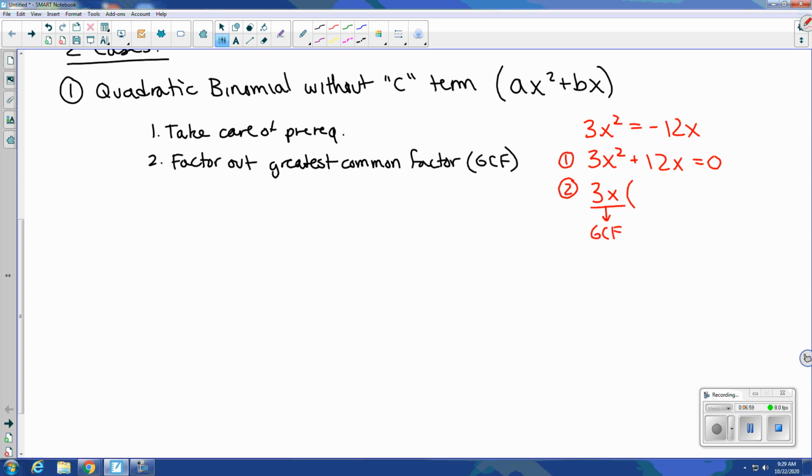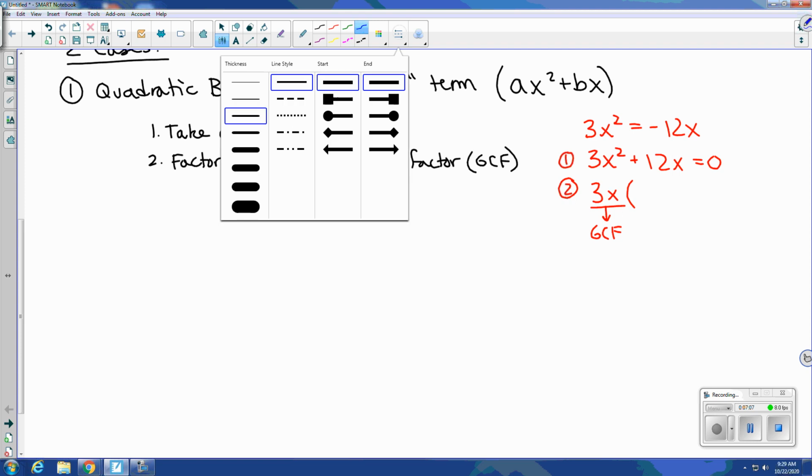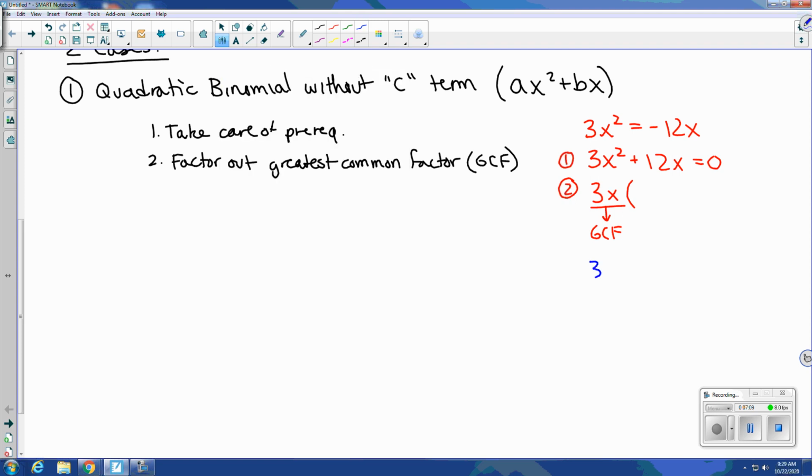What is left behind is what happens when I divide both of the terms by the GCF. So off to the side, we had 3x squared plus 12x. I'm taking out a 3x from both. So what's left over? Well, 3 divided by 3 is 1. X squared divided by x is x. 12 divided by 3 is 4. X divided by x is 1, so times 1, I don't need to write it. So what's left over after removing the GCF is x plus 4.